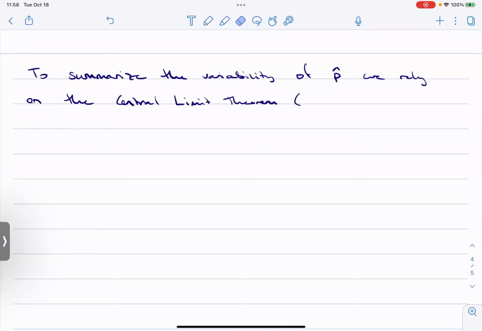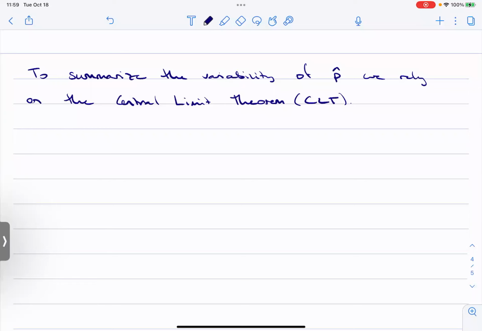Which we abbreviate CLT usually. Central limit theorem is just as important as it sounds, because the reason that we're able to build confidence intervals, the reason we're able to do hypothesis testing, is because of the central limit theorem. Otherwise, we wouldn't be able to do it.